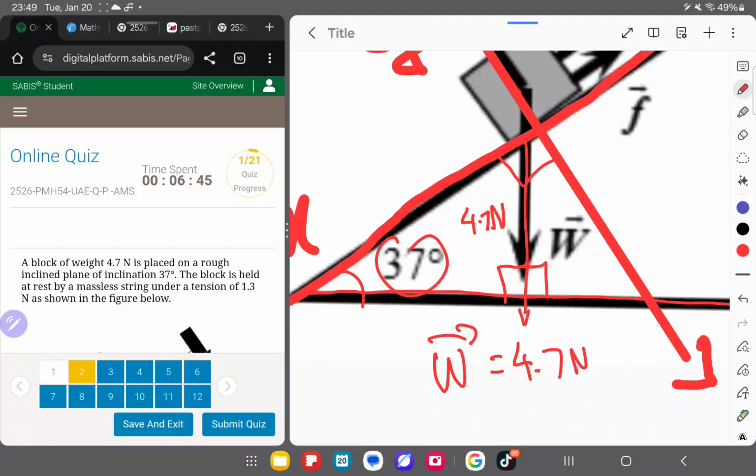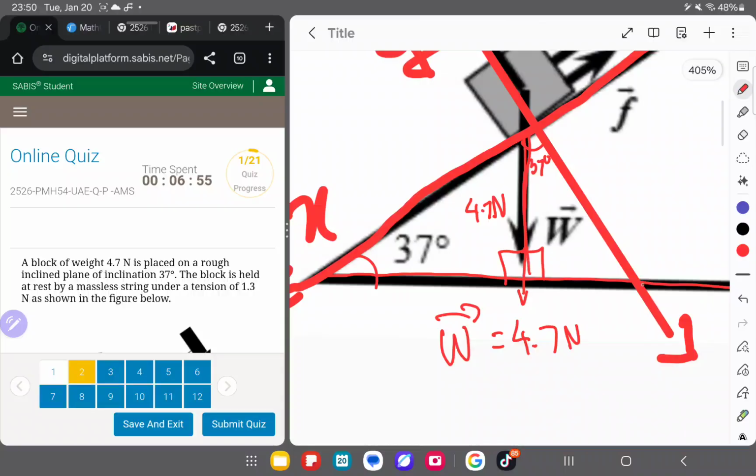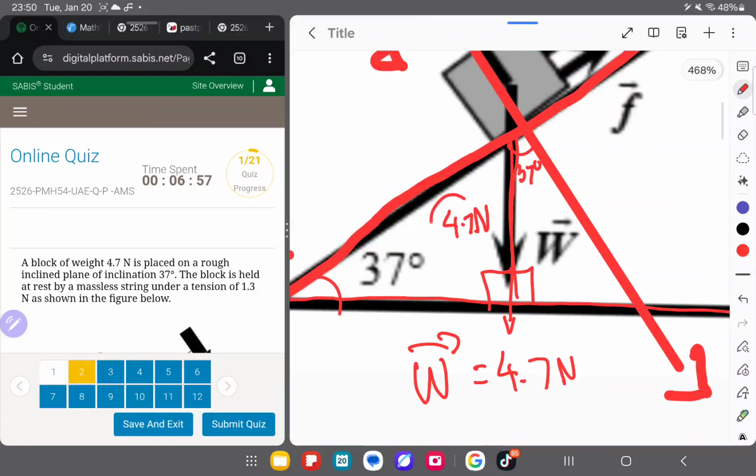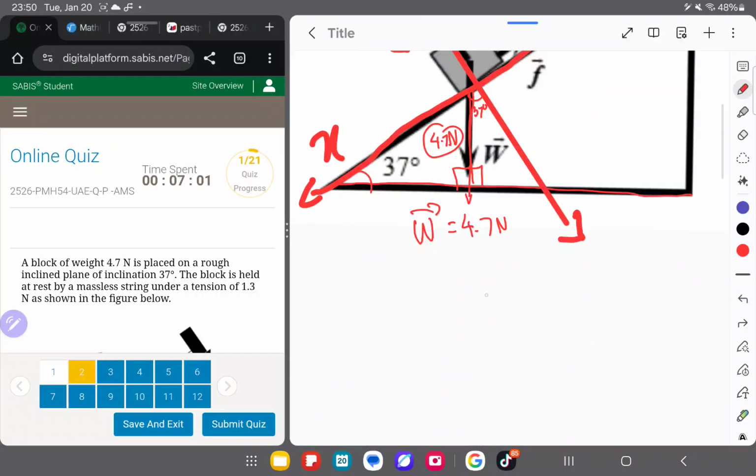If this is 37 degrees over here, that means over here is also 37 degrees. So now look, we have a new triangle here. 37 degrees. We have our weight here, which is 4.7 newtons. So let me just take this triangle that I've circled right now. And we have something like this.